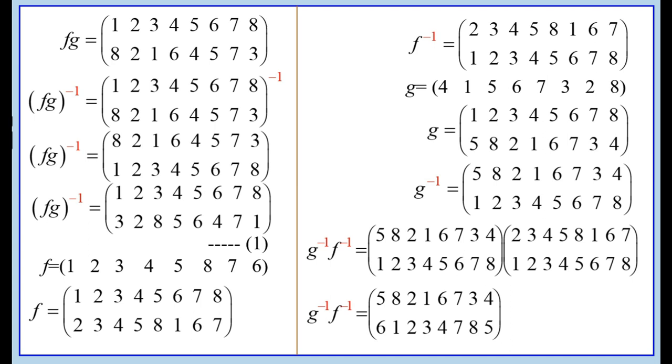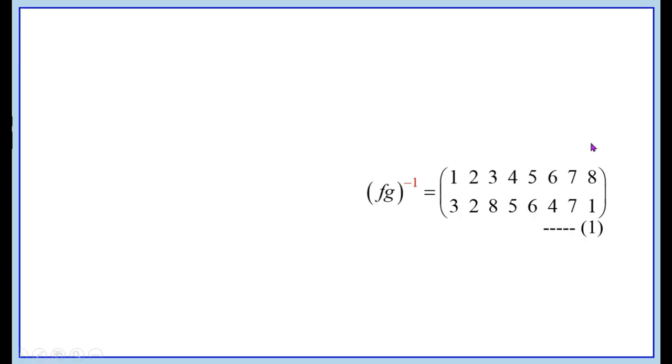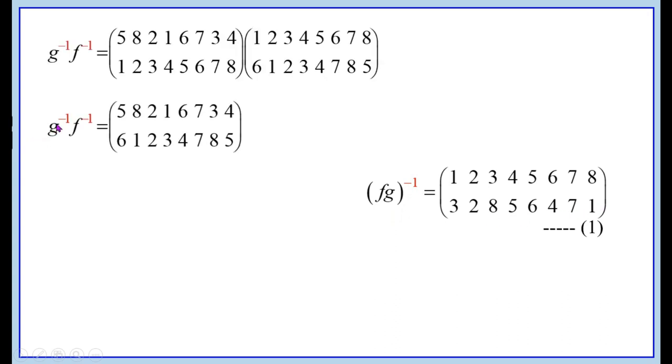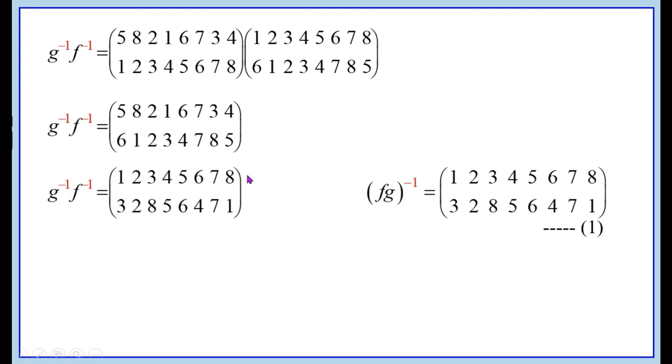So this is the product G inverse into F inverse. Already we have shown that F into G whole inverse is this permutation. Just now we have found G inverse into F inverse is the permutation 5, 8, 2, 1, 6, 7, 3, 4 over 6, 1, 2, 3, 4, 7, 8, 5. We are going to rearrange the columns so that the first row will be in the serial order, namely 1, 2, 3, 4, 5, 6, 7, 8.